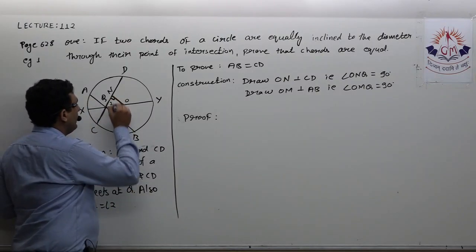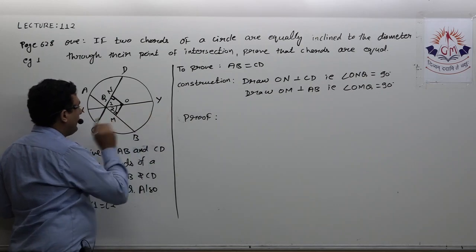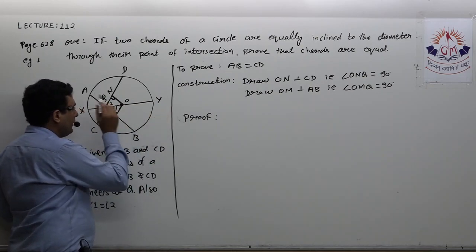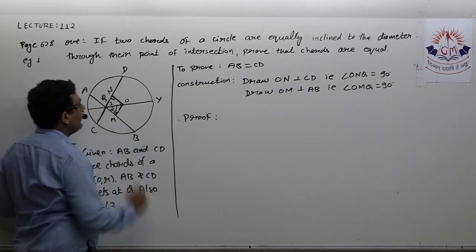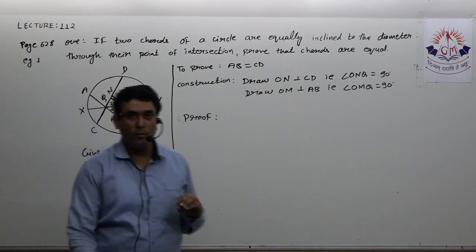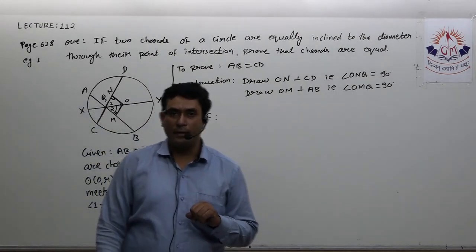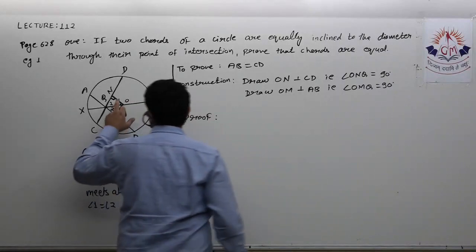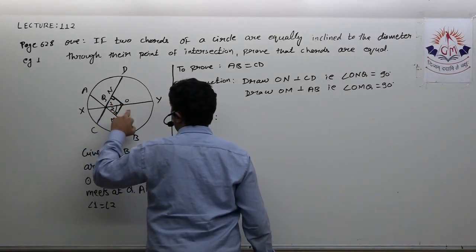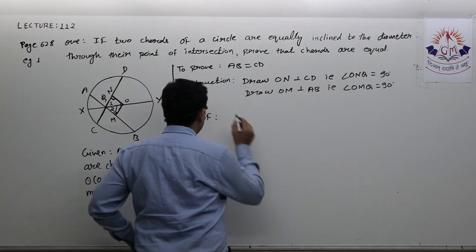So here I am trying to prove ON equal to OM, and it is very easy. This one angle is 90 degrees. By construction, angle 1 equal to angle 2 is given, and this QO will be common. So these two triangles will be congruent by angle side. And by CPCT I can say ON equal to OM, so AB equal to CD.